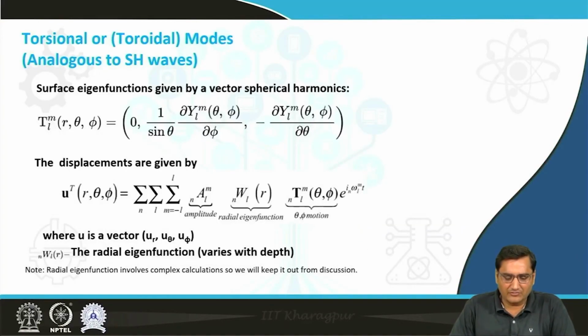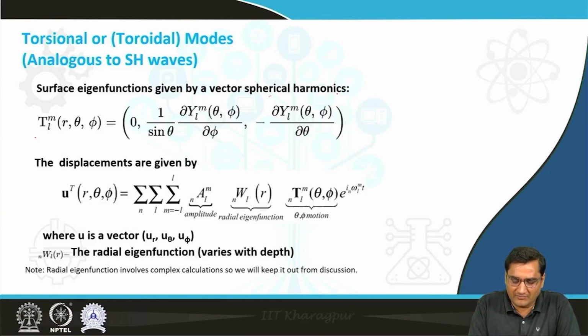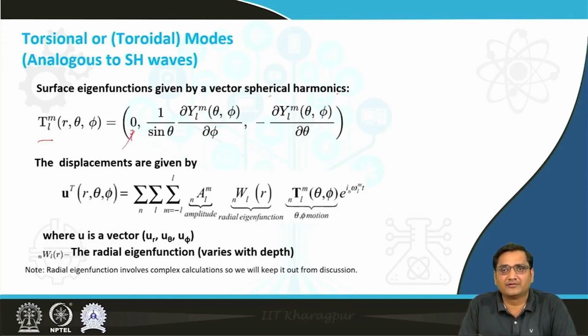So let's talk about the torsional or the toroidal mode, which is analogous to the SH wave. The surface eigenfunctions are given by a vector spherical harmonic. The toroidal mode can be represented by this particular expression, where the first term is 0. That basically seems true because it doesn't involve any P or SV wave motion. So the first term associated with the radial component should be 0. The other terms would have some finite values.